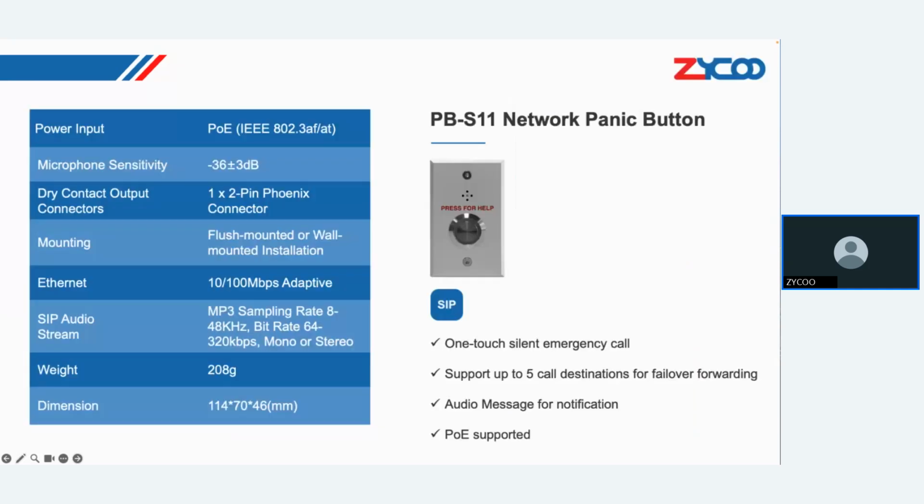Okay, and now let's move on to the PBX11 network panic button. This device is designed for fast, simple, and reliable emergency response. In an emergency, users can press the button to initiate a silent emergency call. And the device supports up to 5 call destinations and automatically pulls destinations if the one is busy, unanswered, or offline.